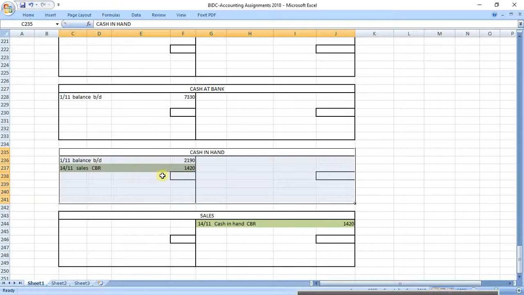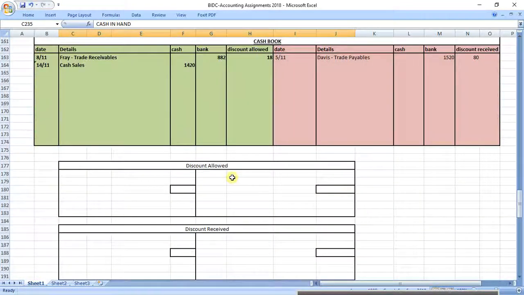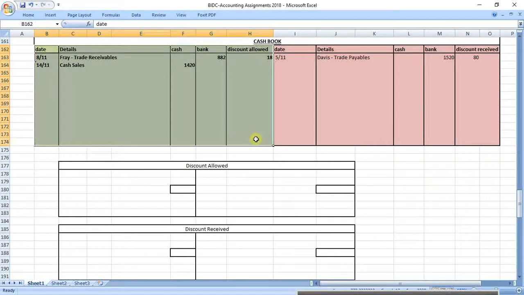On the 17th, pay-in slip counterfoil, transfer of cash to the bank, 1250. So transfer of cash to the bank, meaning from cash in hand to cash at bank. Exactly. Good. So let's go up here. What would that have been seen as? It'll be seen as a payment here and a receipt there. Does that make sense? Yeah.